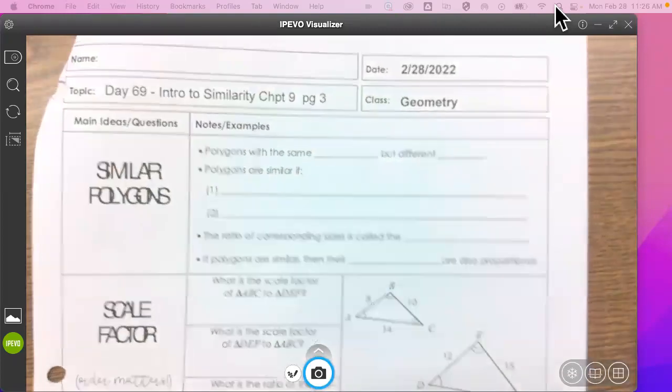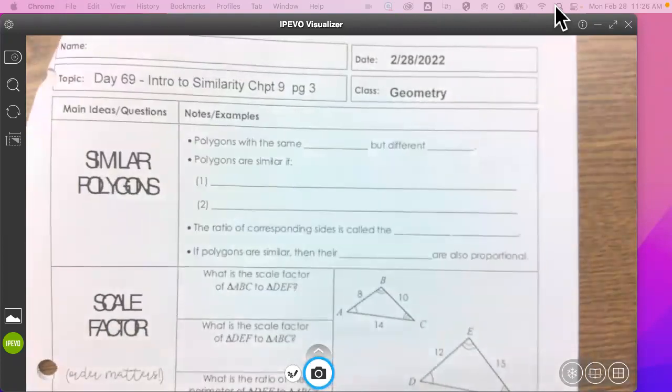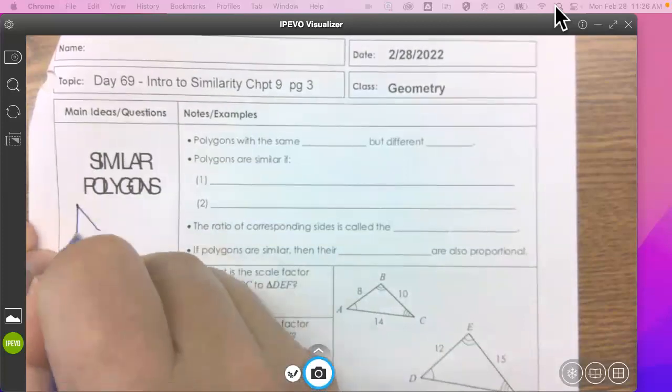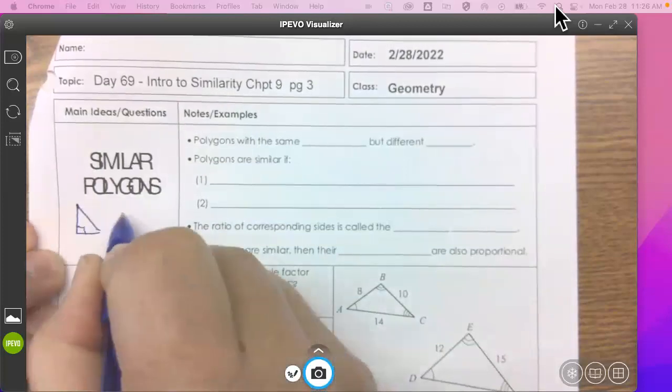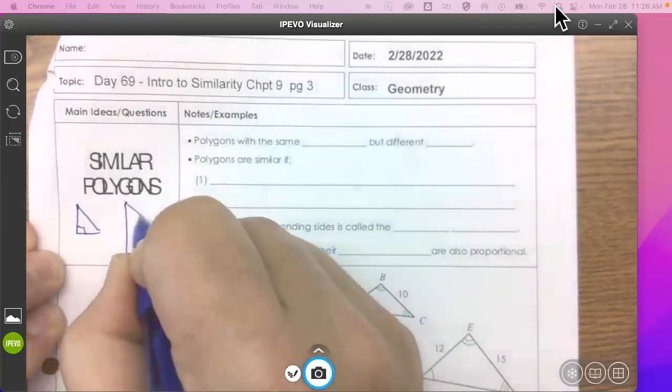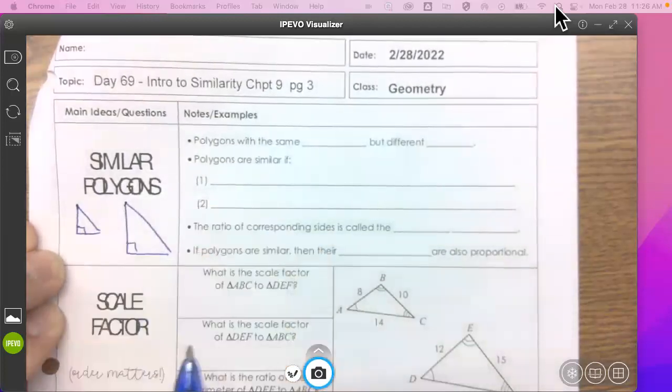The reason we're doing all this algebra in the middle of geometry is because we have to start talking about triangles that are not congruent, but are almost congruent. They're similar. Similar in the world of geometry is a very specific term. It means that it's the same shape, but it's been either blown up in scale or made smaller.